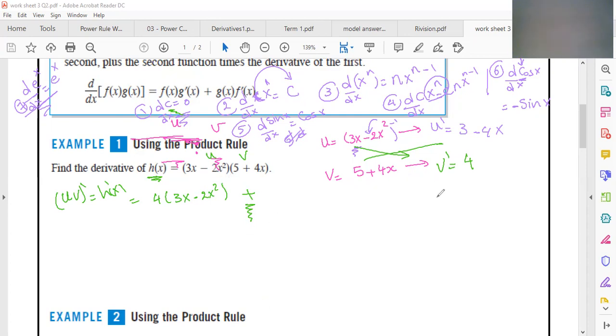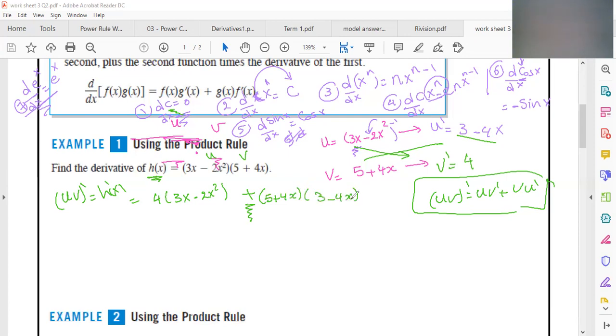Understand? Here I'd like to remind you, it will be u v prime plus v u prime. Just as that, I just apply. That is why I use cross. The second one, I multiply v by u prime, it will be 5 plus 4x multiply 3 minus 4x. Clear? Okay.